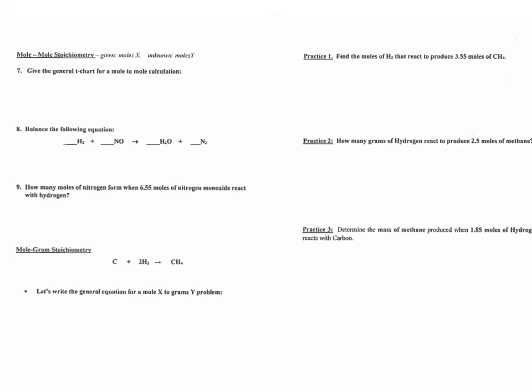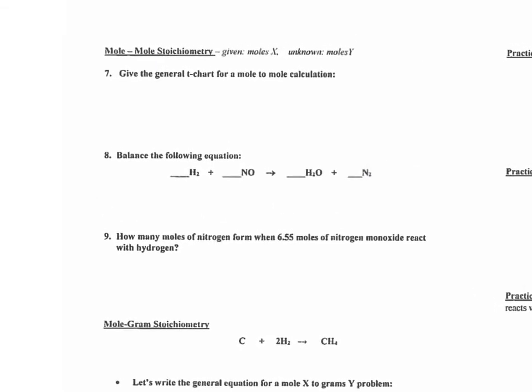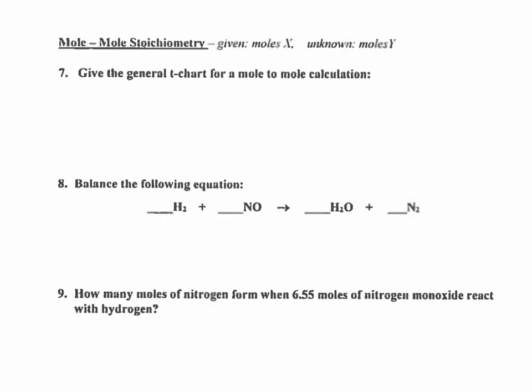Okay, so let's take a look at the back side. We'll focus on the left side first. So here, it's telling me that this is mole-to-mole stoichiometry, and I'm given moles of substance X, and the unknown is the amount of moles of Y. And all that I need to do is give the general T-chart for a mole-to-mole calculation. So based off of the information that's given to me and what I need to solve for, my T-chart might look something like this. So I always write the given information on the top left.